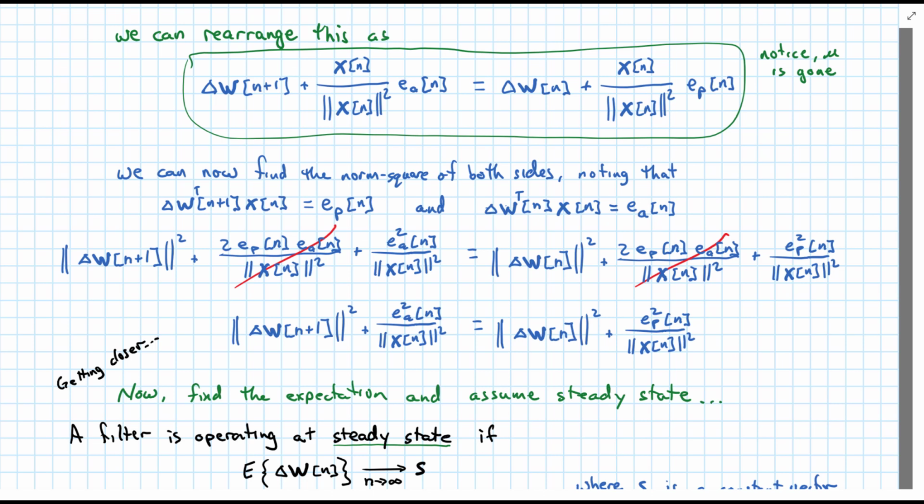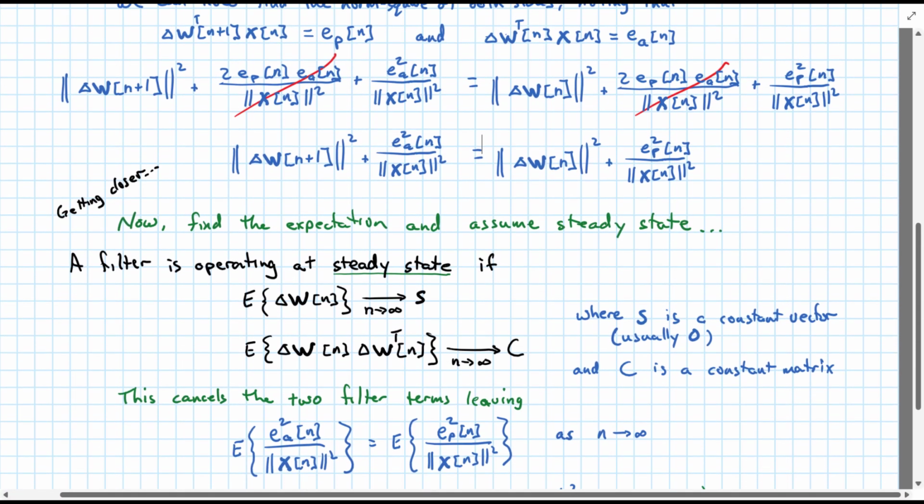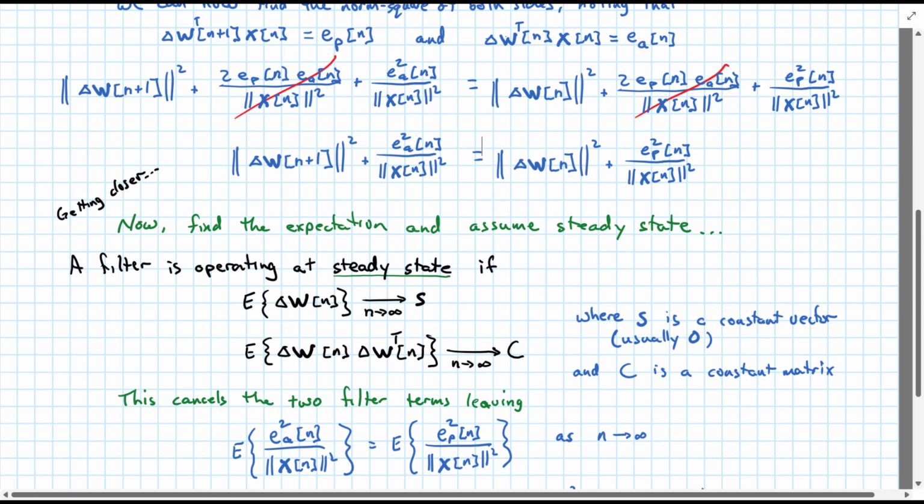And note that delta Wn plus 1 times x is equal to EP. Likewise, delta Wn times x is equal to EA. We've defined those previously, so now we can get rid of some of these terms and simplify. And we end up getting cross terms that are equal on both sides. So removing those, we now get an expression that has to do with the errors normalized and the norms of our weight vectors.